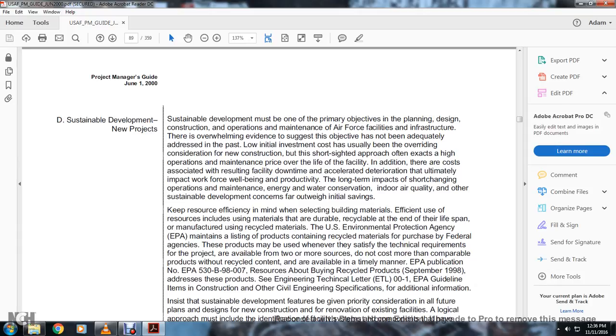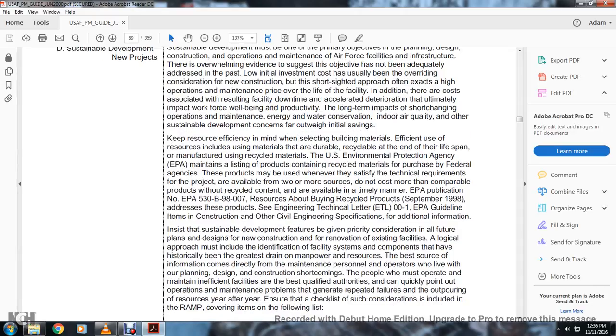In addition, there are costs associated with the resulting facility downtime and accelerated deterioration, which ultimately impact workforce well-being and productivity. The long-term impacts of short-changing operations and maintenance, engineering, water conservation, indoor air quality, and other sustainable development concerns outweigh the initial savings. Use resources efficiently in selecting building materials. Efficient use of resources includes using durable, recyclable materials, and materials manufactured from recycled content.